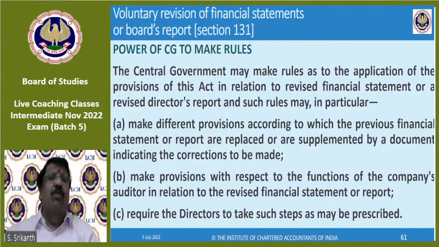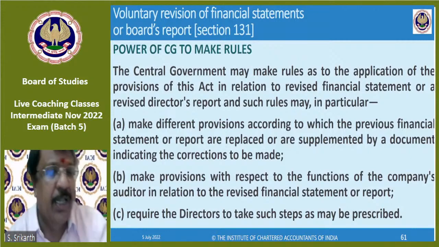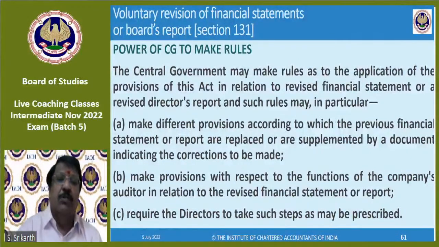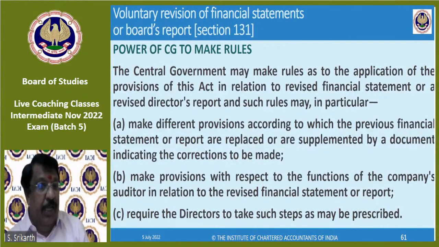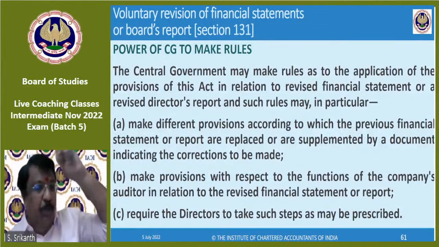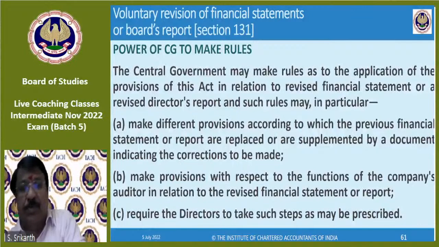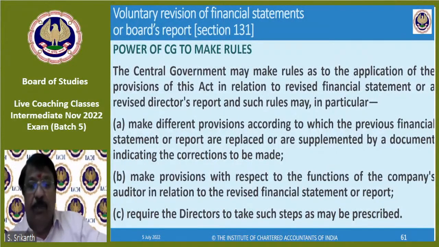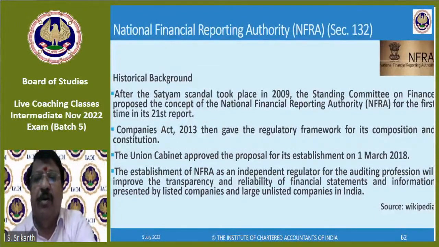The central government can make rules for this with relation to revision, and make different provisions according to which the previous financial statement are placed or supplemented by a document indicating the corrections to be made. Make provisions with respect to the functions of the company's auditor in relation to the revised financial statement, because definitely he has to give his view, right? Because to the extent of the revision, he should say that my report covers this also, or I'm giving a fresh report. Require the director to take such steps, including, I feel, a general meeting should be held and we have to adopt it. It's not the AGM, a general meeting.